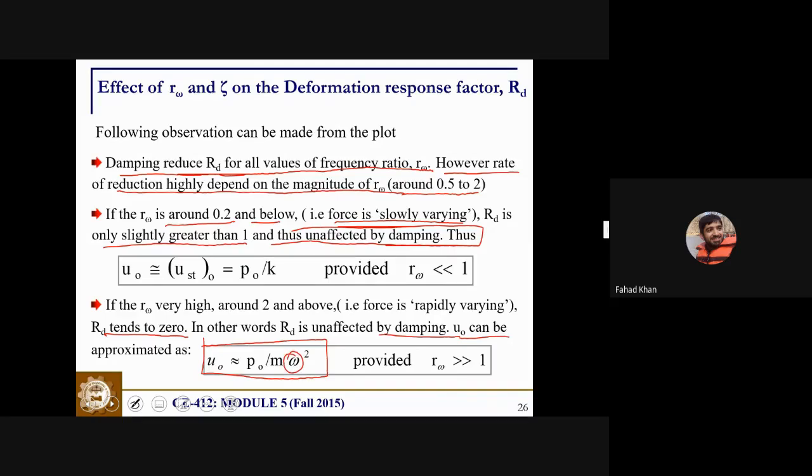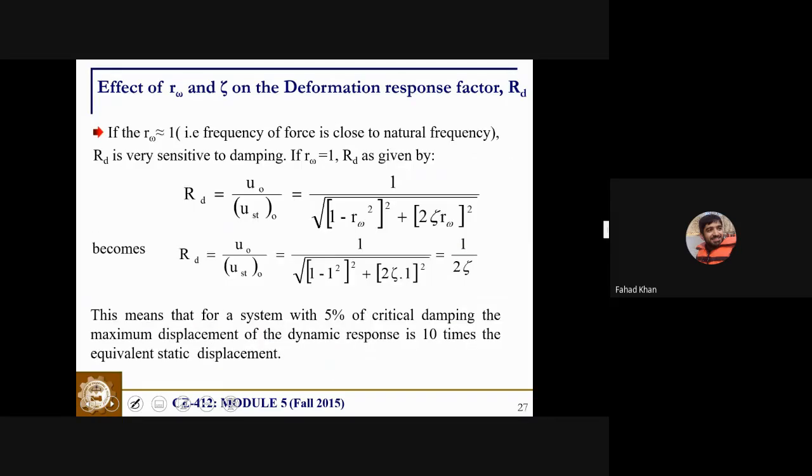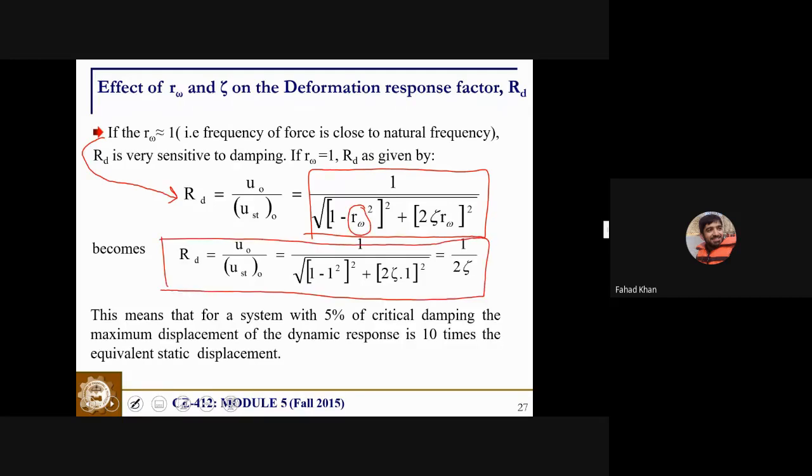If R omega is approximately equal to 1, meaning the resonant condition, then the amplification factor will be given by this formula here. At exactly R omega square equal to 1, the RD value is only dependent on the zeta value, and this is going to be 1 divided by 2 times zeta. This means that for a system with 5% of the critical damping, the maximum displacement of the dynamic response is 10 times the equivalent static displacement.